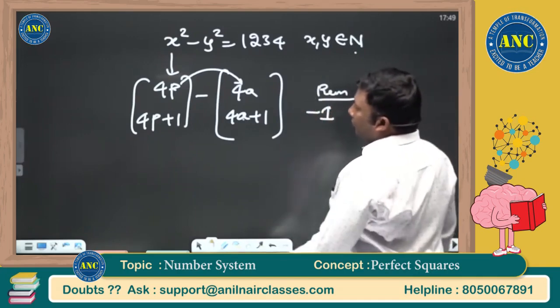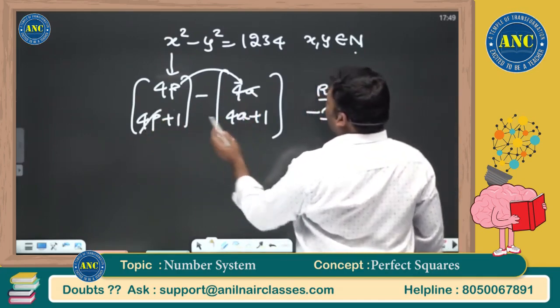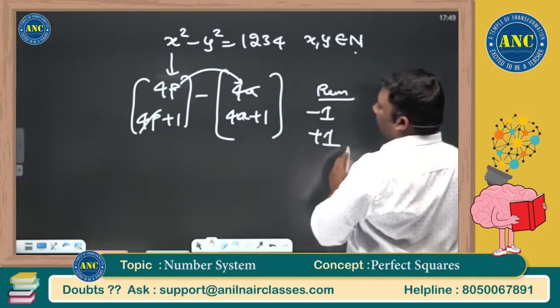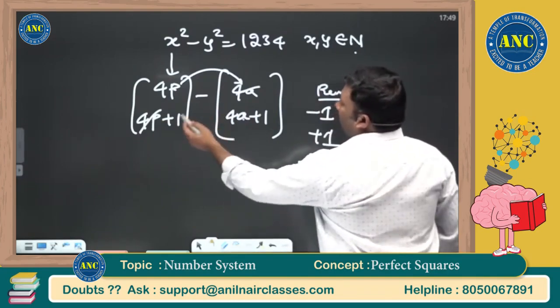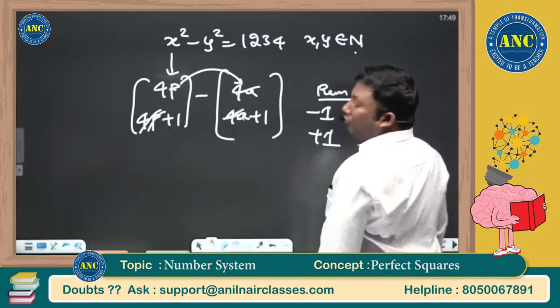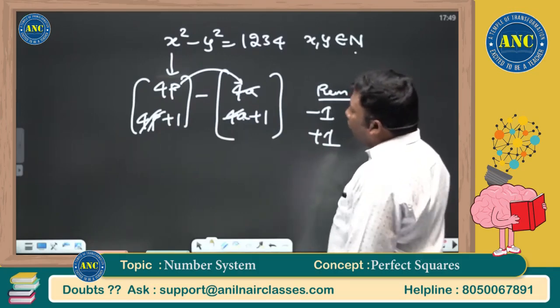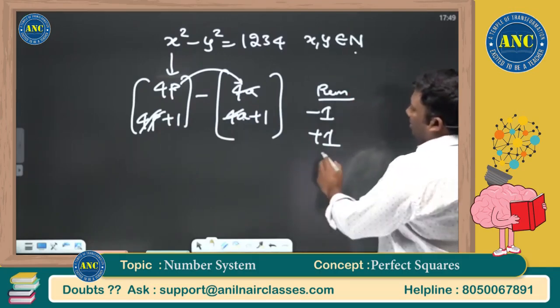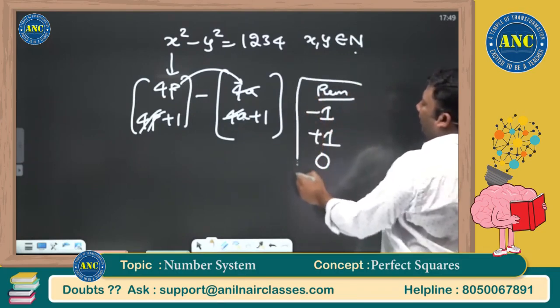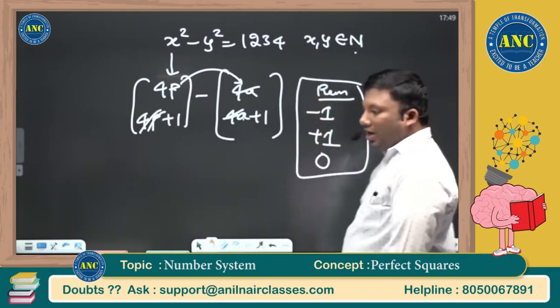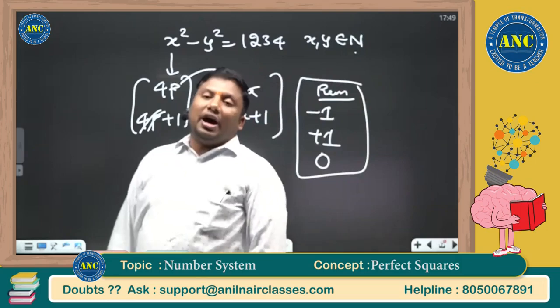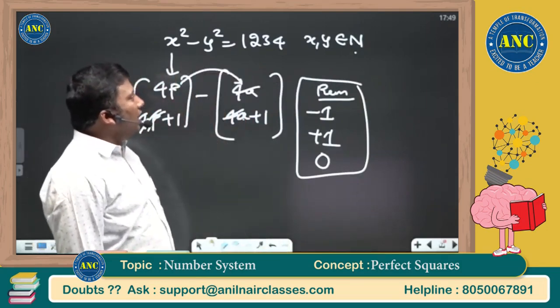Let us see. 4p and 4a are divisible by 4. The remainder is plus 1, right? 4p plus 1; 4p and 4a both are divisible by 4. 1 minus 1 is 0. That means if I divide the last two digits by 4, according to the left-hand side, I should get minus 1, plus 1, or 0.